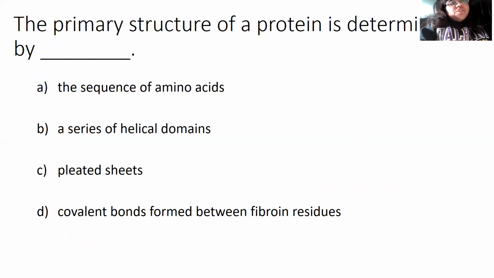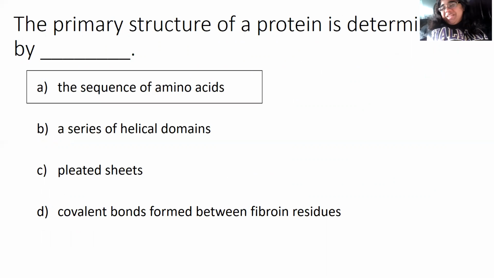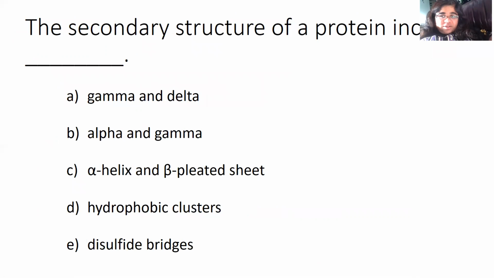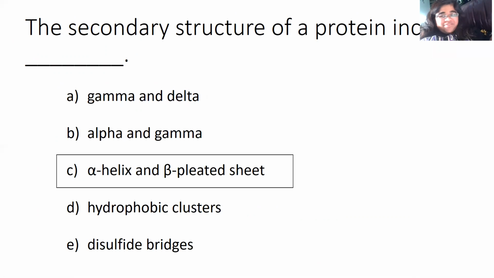So the primary structure of a protein is determined by what? The sequence of amino acids, right? Yeah, I know you guys are awesome. You guys better be looking through this and be like, yeah, I know this. So what's this guy? The secondary structure of the protein includes what? No, you guys know this. Alpha helix and beta pleated sheets, right? Good.